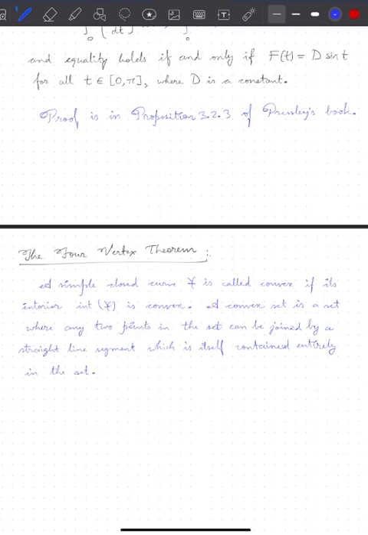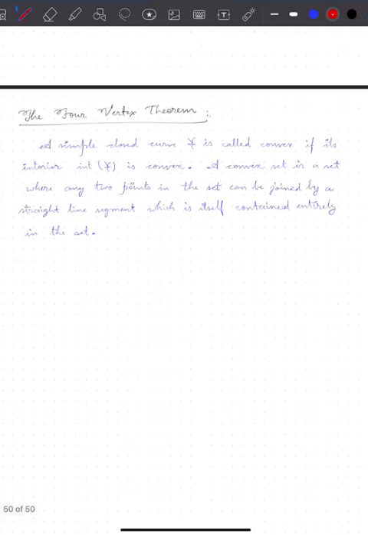Let's draw some figures to properly understand this. So say we have this simple closed curve gamma vector. Now, taking any 2 points within it, we can always connect them by a straight line, and all the points on the straight line are also in the set. So this is a convex set.